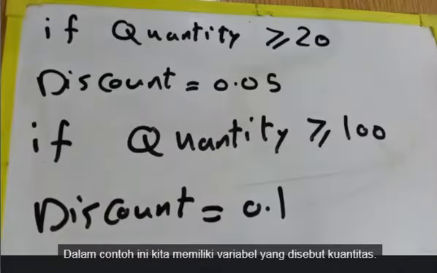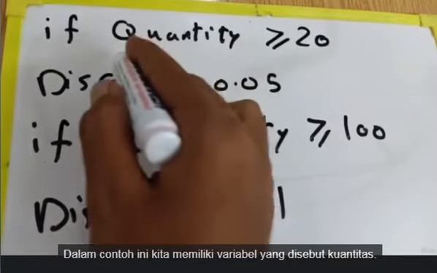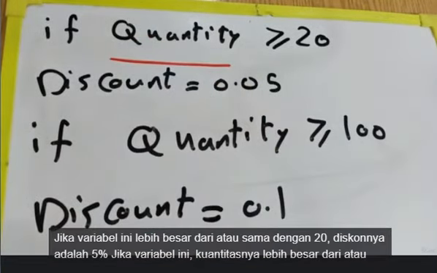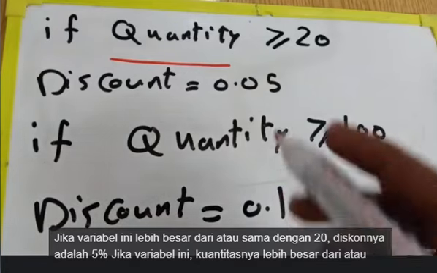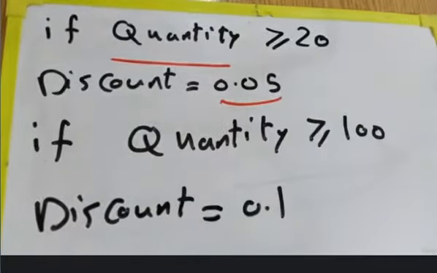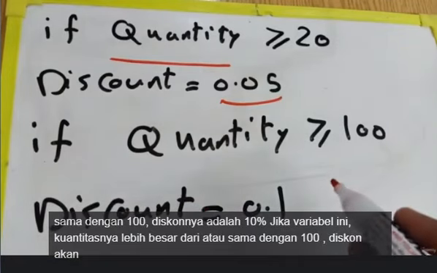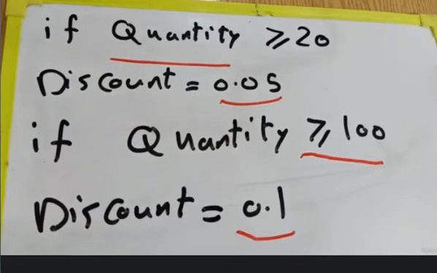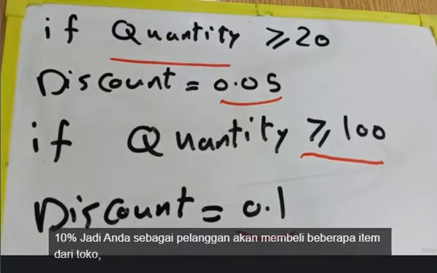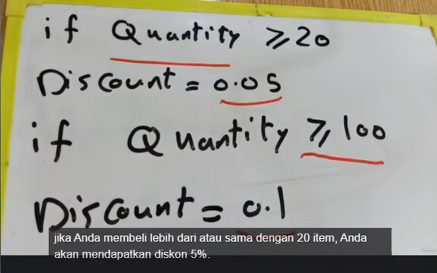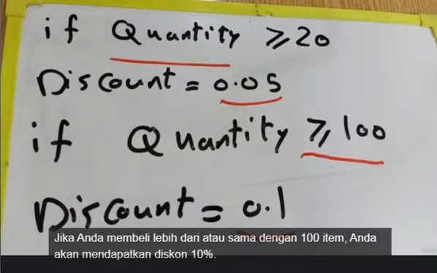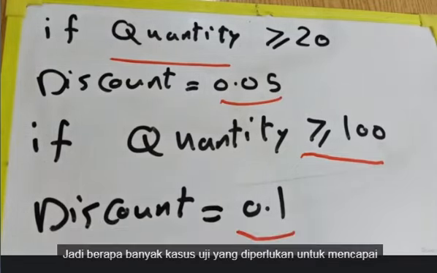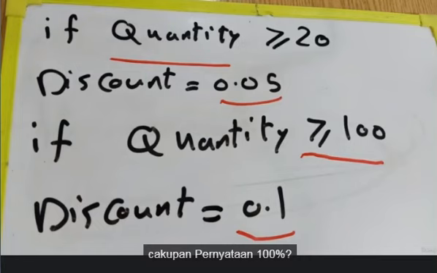In this example, we have a variable that is called quantity. If this variable is greater than or equal to 20, the discount will be 5%. If this variable, the quantity, is greater than or equal to 100, the discount will be 10%. So you as a customer will buy some items from the store. If you buy more than or equal to 20 items, you will get a 5% discount. If you buy more than or equal to 100 items, you will get a 10% discount. So how many test cases will be required in order to achieve 100% statement coverage?